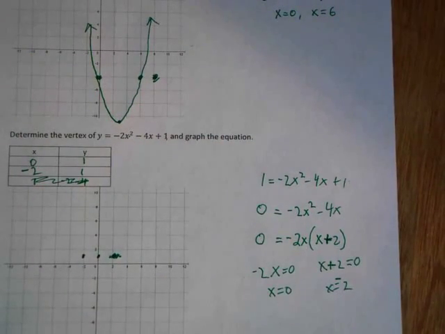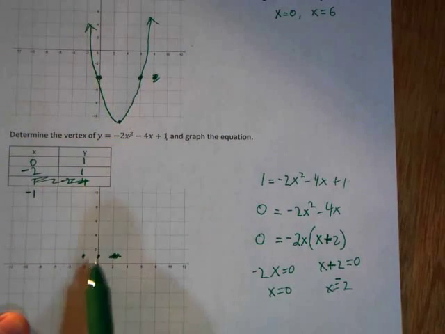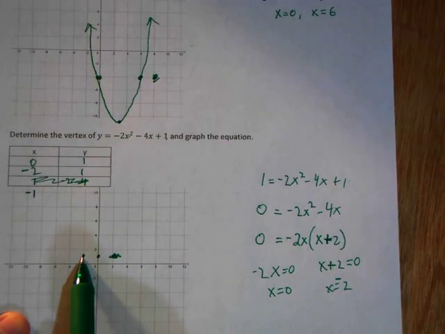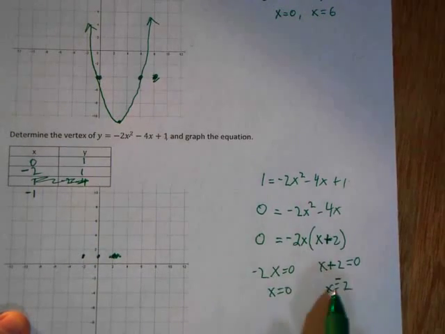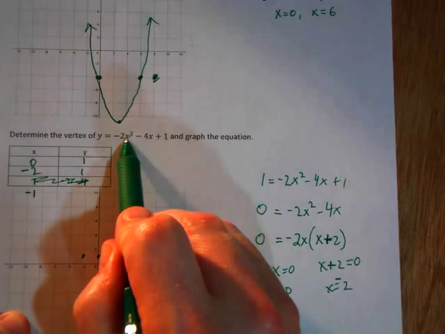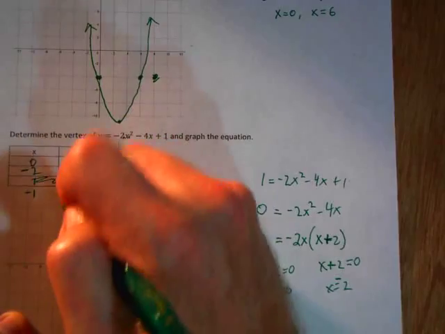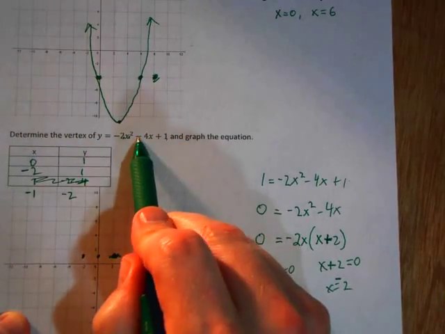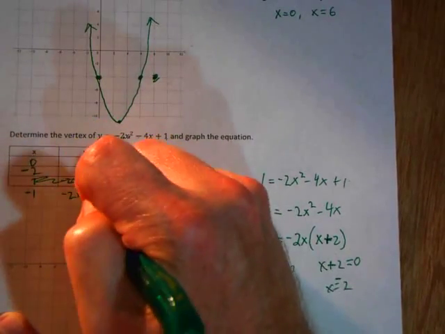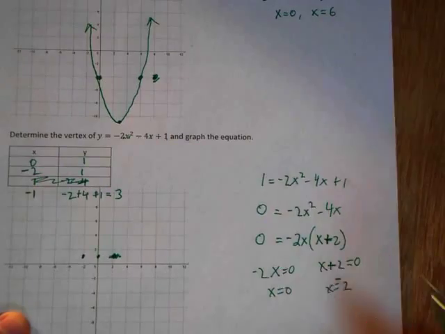Which means my vertex happens at x equals negative 1, halfway between 0 and negative 2. Alright, sorry about that mistake and making a mess there. It happens. We all goof up occasionally. Alright, plugging in negative 1. Negative 1 squared is 1. 1 times negative 2 is negative 2. Negative 4 times negative 1 is plus 4. And then a plus 1, so that's 5 minus 2, that's 3.